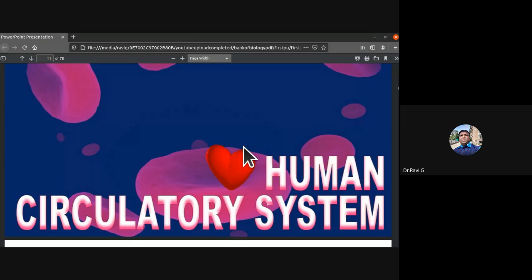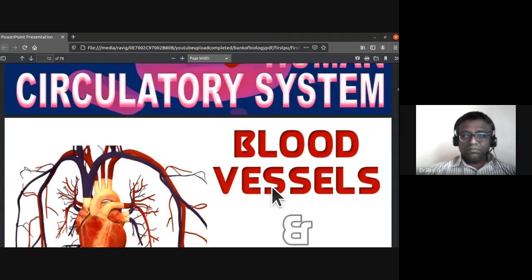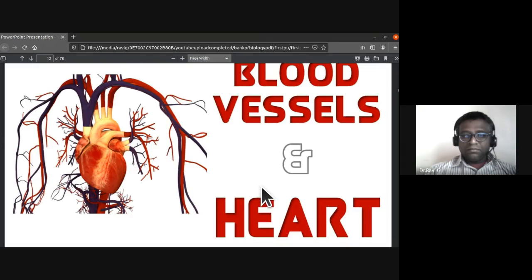All your emotions, memory, everything is associated with the brain. It is not concerned with the heart. The heart has only one role, as I told you. It is involved in pumping of blood. It is involved in pumping the oxygenated blood to all parts of the body, and in pumping the deoxygenated blood to the lungs so that they get oxygenated. This is the only role of the heart. So remember about this. In the human circulatory system, we have the blood vessels and heart. We are going to discuss that.